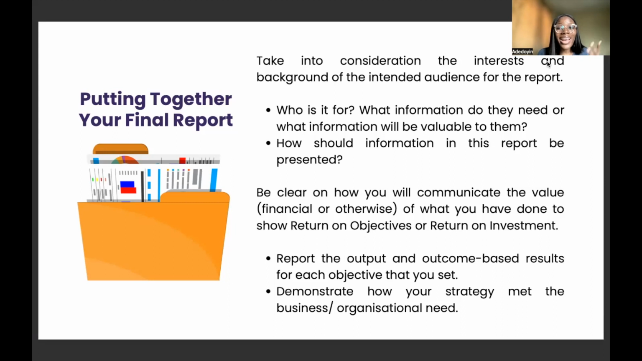So you can see why outcome and impact objectives are also very important. Report the output and the outcome-based results for each of the objectives that you set. So we've set objective one. What was the output and what was the outcome? You need to be measuring those things. And then you must demonstrate how your strategy met the business organization need, which is now the impact objective. Those three objectives, output, outcome, and business results slash impact objectives, are always critical and important.